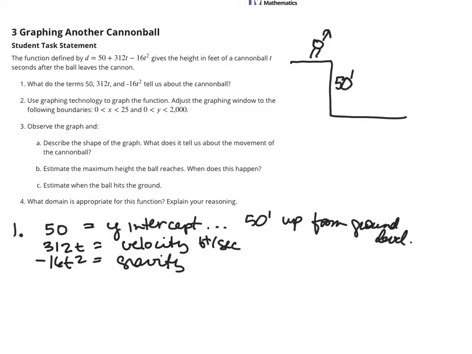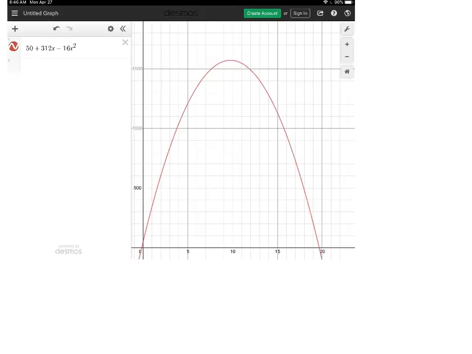Number 2 says use graphing technology to graph the function. Adjust the graphing window to the following boundaries. I would suggest open up Desmos and please practice this. I'm going to put it on the next slide, but practice is really good. So here I graphed this in Desmos and changed the window like it recommended. So observe the graph and describe the shape of the graph. It's a parabola. It's an unhappy parabola because it opens down, but it is a parabola.